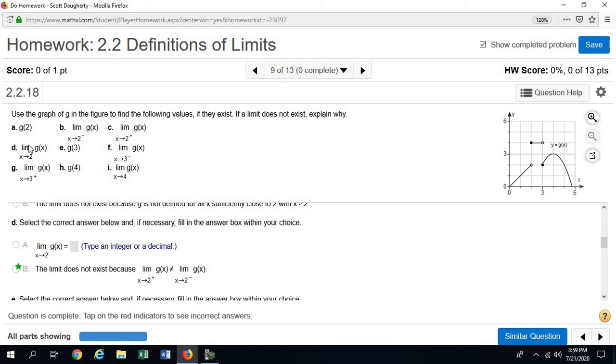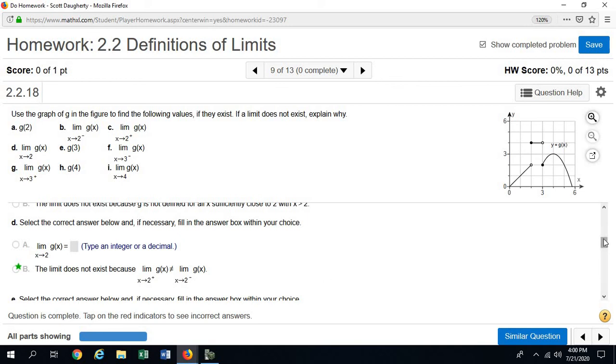And what you have to do is evaluate the limit from the negative side and the positive side. If those numbers are the same, then that's the two-sided limit. If the negative side limit and the positive side limit are different numbers, then this two-sided limit does not exist.